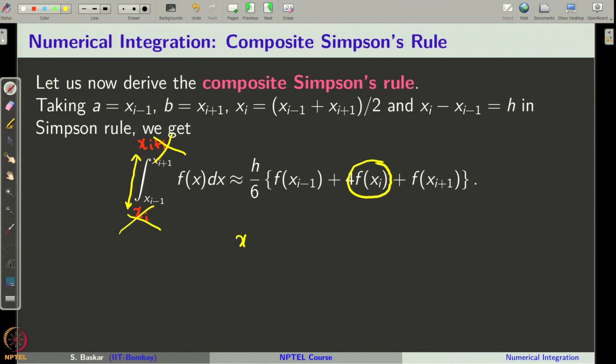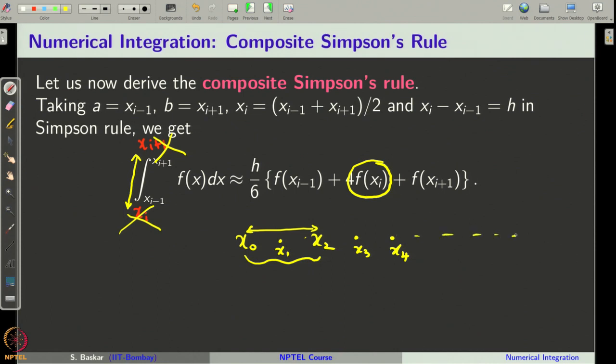You have to take x naught and then x2 as one piece, although you have x1 as a node in your partition. You have to take this as one interval, and similarly x2 to x4 you have to choose. Although x3 is a node, you cannot take x2 to x3, because then you cannot apply Simpson's rule in the interval x2 to x3. You can only apply Simpson's rule in the interval x2 to x4, and like that it goes.